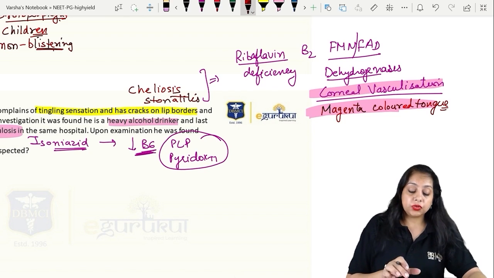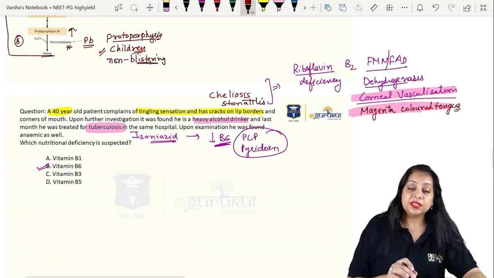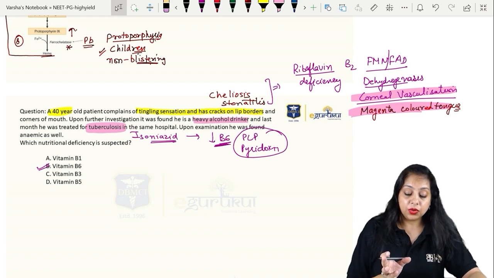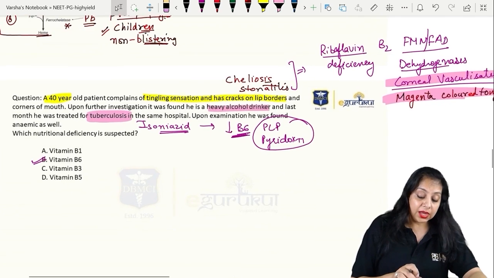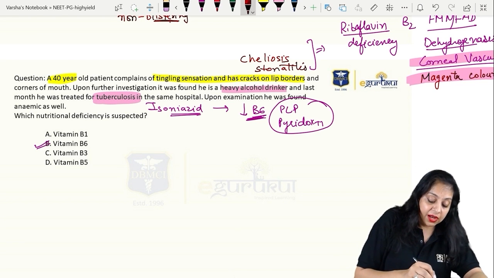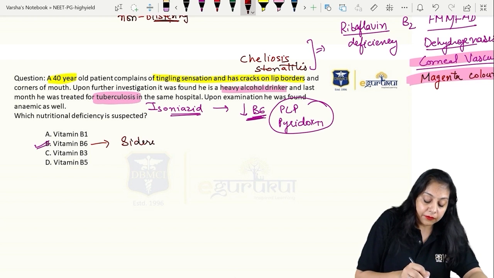Again, one of the recall questions. So remember, cheilosis, stomatitis, tingling sensation does not mean just riboflavin. You have to look for other things. Isoniazid therapy, vitamin B6 deficiency. If there is corneal vascularization and magenta colored tongue, then you are going to pick riboflavin deficiency, right? So this is one part. Now, there are other things very closely related to all this. Why? Because patients suffering from vitamin B6 deficiency develop sideroblastic anemia.